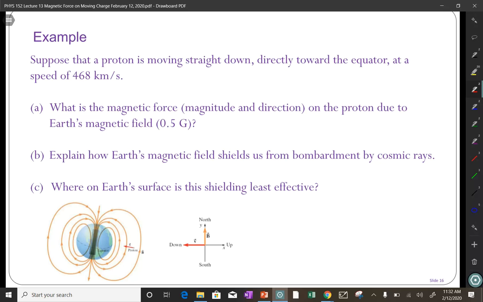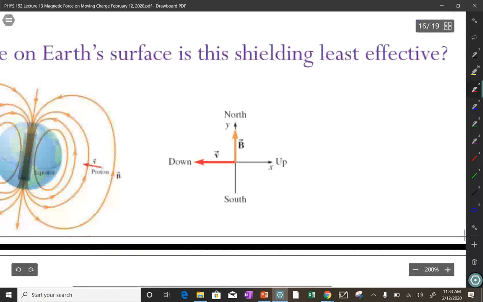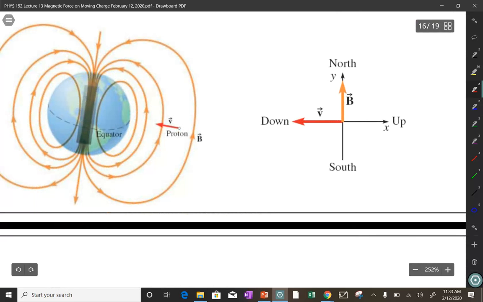Of course. So suppose a proton is moving straight down directly toward the equator at a speed of 468 kilometers per second, because that's how fast the solar wind is hitting the Earth. What is the magnetic force, both magnitude and direction, on the proton due to the Earth's field? So here I have a diagram. Here's the velocity that's going straight down and the magnetic field that's north.